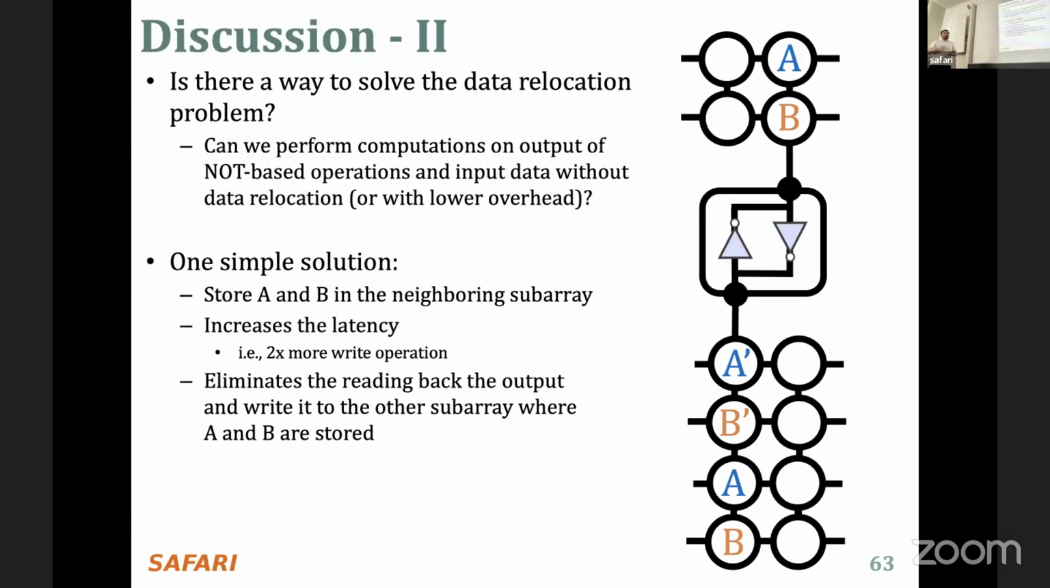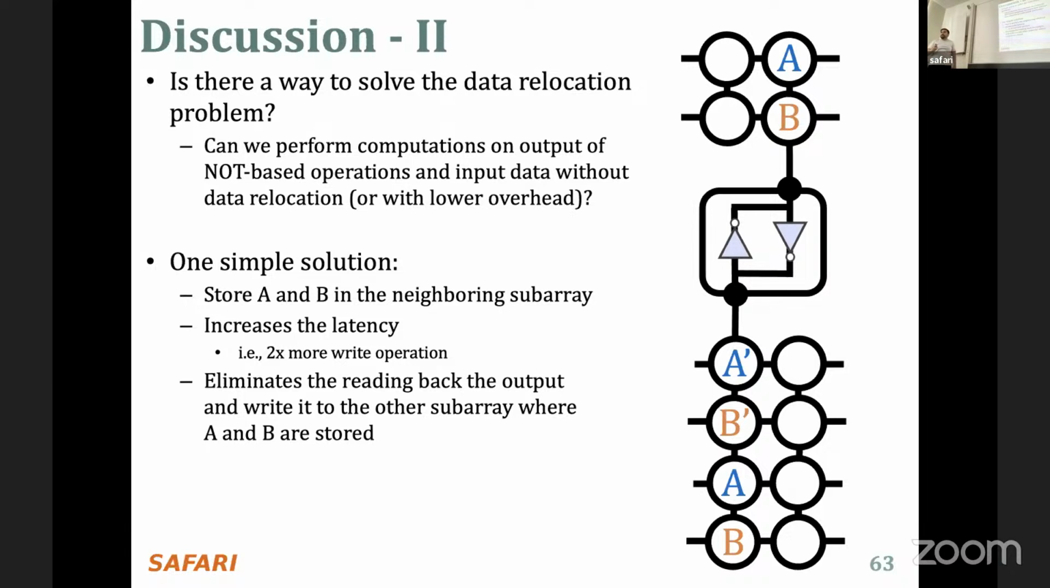But it will eliminate reading back the output and writing it to the other subarrays where A and B are stored. And again, you purely do the computation inside the DRAM. In prior works, what you do is get the result back to the CPU, since there is no NOT. You perform the NOT operation on those huge vectors and write it back. Still, it's cheaper than that, but again, it has some benefits.